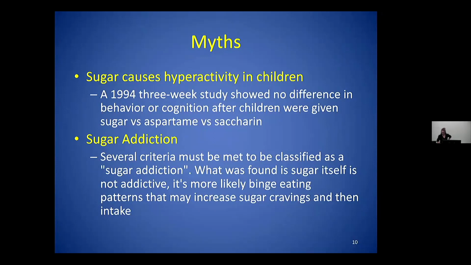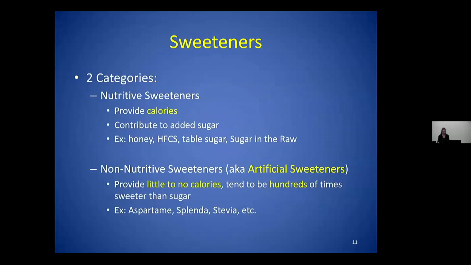And whenever we looked into rat studies as well, there were rats who were fed a high sugar diet. What they found was rather than the rats being addicted to sugar, they were showing patterns of binge eating. And those patterns of binge eating increased sugar cravings and then led to more intake just through the patterns. So now we're going to move on to sweeteners.